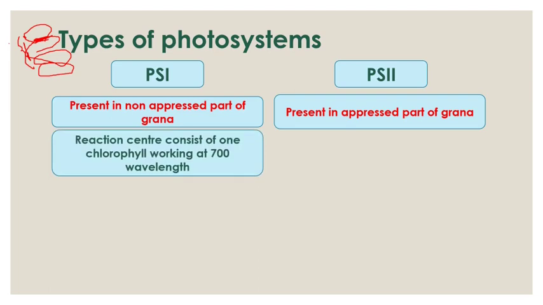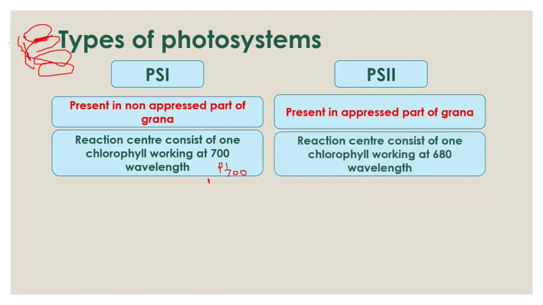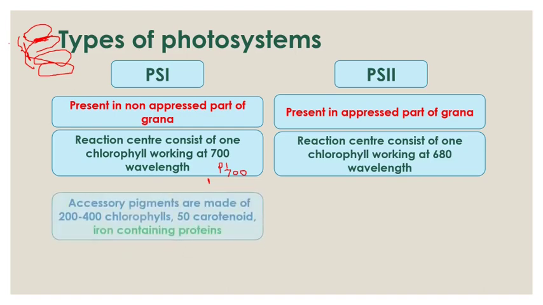Reaction center. In case of PS1, you know now what is reaction center. It consists of one chlorophyll working at 700 nm wavelength. So it is written as P700. What does the letter P mean? P means pigment, and at which wavelength is it working? It is working at 700 nm. Whereas the reaction center of PS2 also consists of one chlorophyll, but it works at 680 nm. This is very important, students.